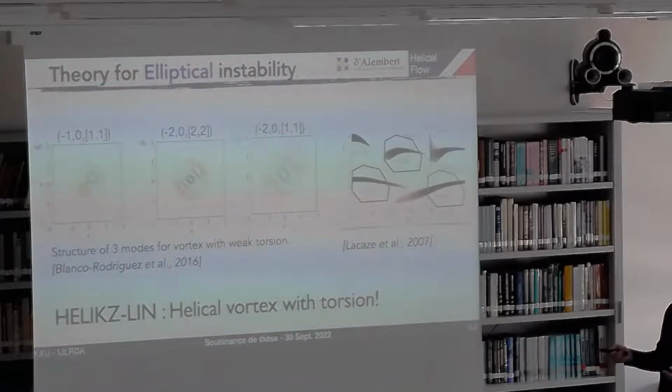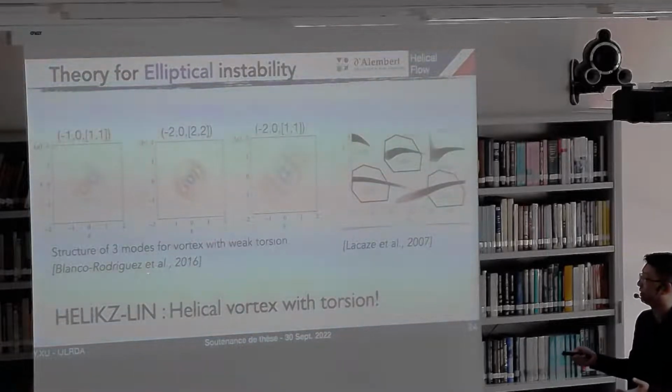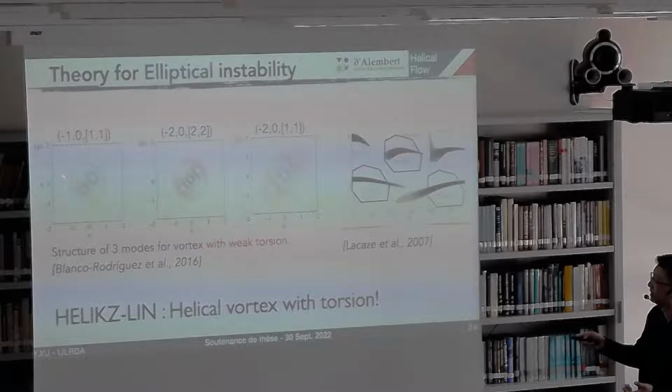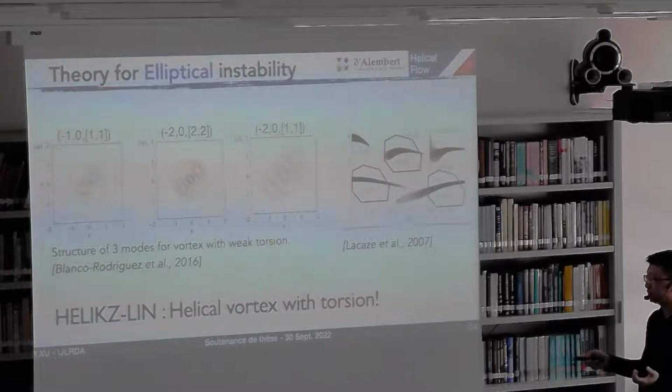In the same way, Blanco-Rodriguez has extended the theory for a helical vortex, but they neglected the effect of torsion in their theory. Here is the structure of the three modes that we are interested in: the modes -1, 0, 1, 1, then -2, 0, 2, 2, and -2, 0, 1, 1, 1. With our simulation, since we use direct numerical simulations, the torsion effect is not neglected, which is a huge difference between the theory and ours.